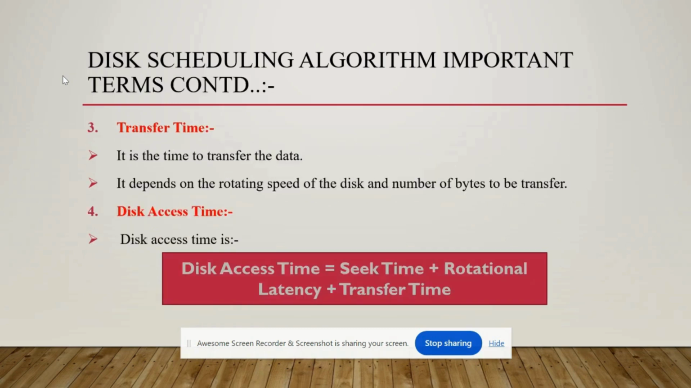Now coming to the third one, that is known as transfer time. It is the time to transfer the data. It depends on the rotating speed of the disk and the number of bytes to be transferred. Now coming to the fourth one, that is disk access time. Disk access time can be calculated by the formula: seek time plus rotational latency plus transfer time.